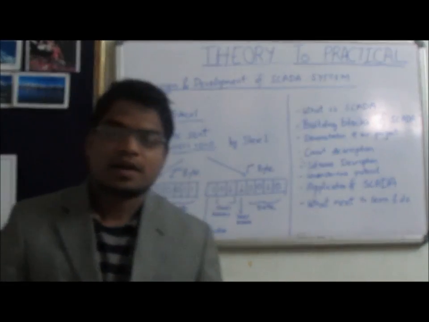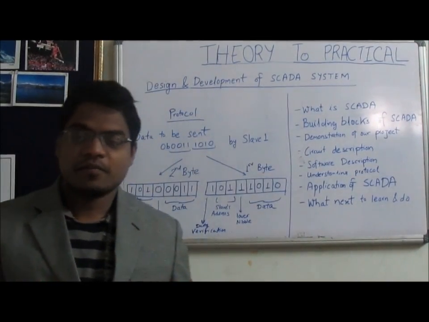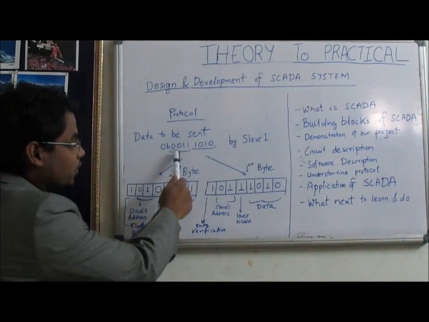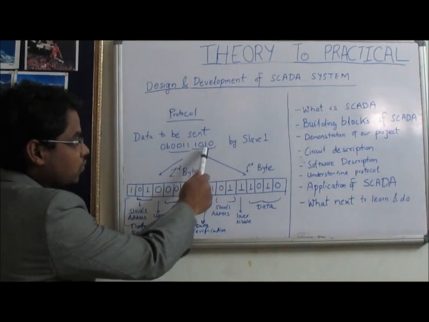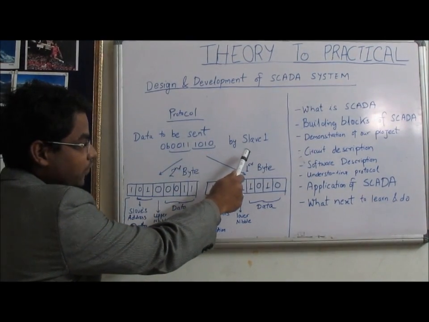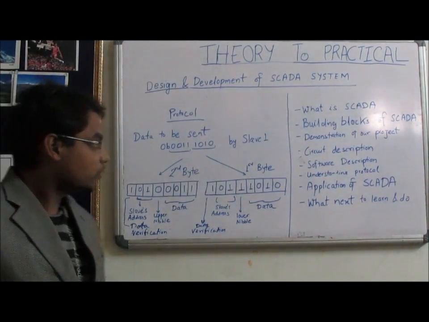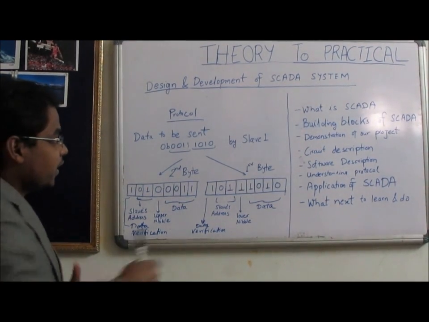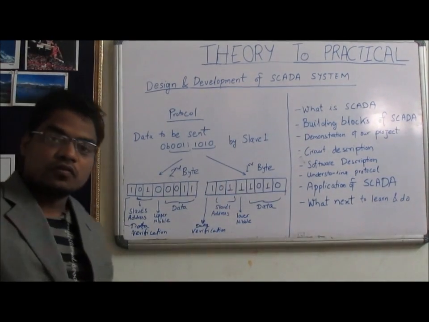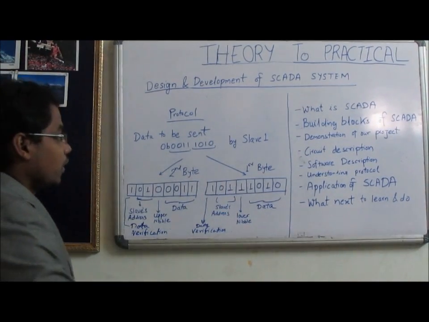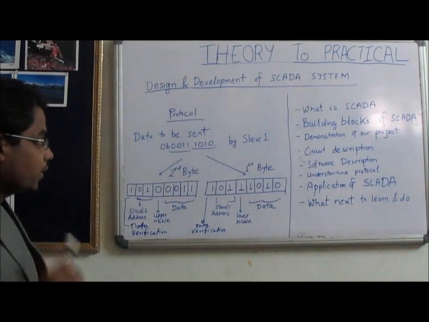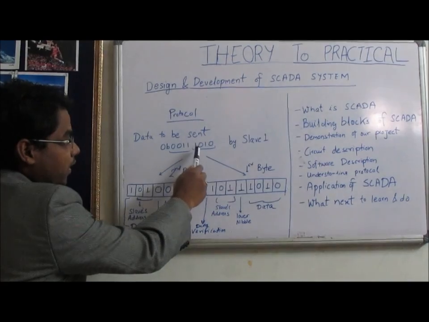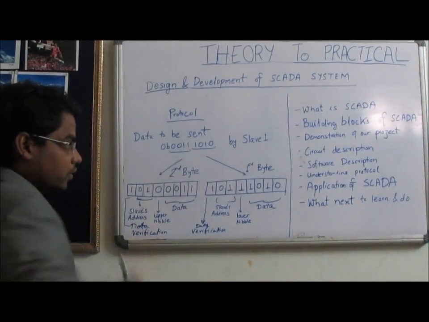Now we will see how the slave will set its data by an example. Suppose the data to be sent is 0B00111010, and now slave 1 is sending. Slave 1 will divide its 8-bit data into 2 sets of 4-bit data, and call them the upper nibble and the lower nibble. Here 0011 is the upper nibble and 1010 is the lower nibble.